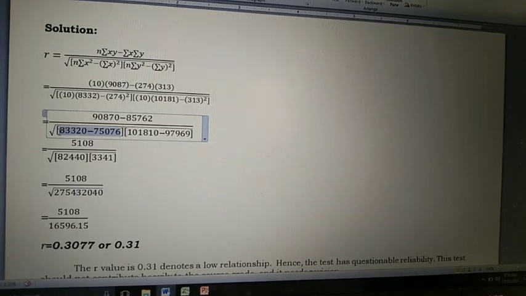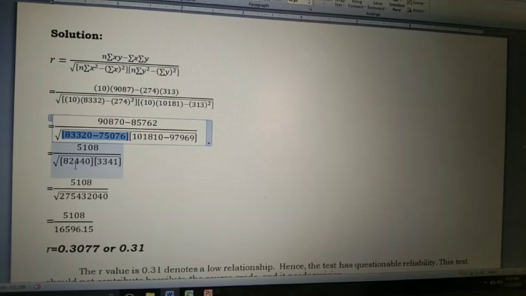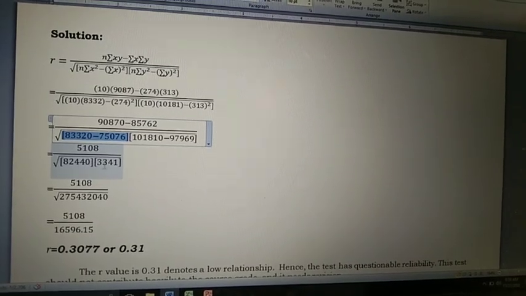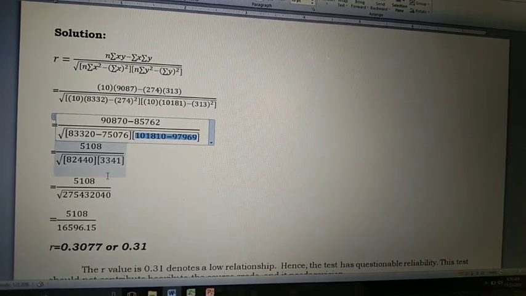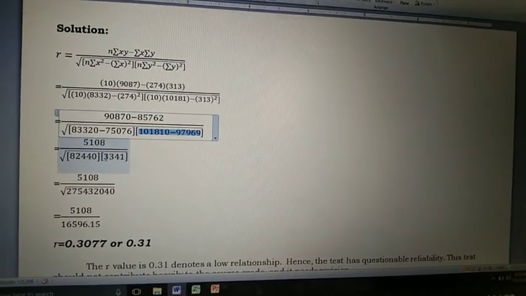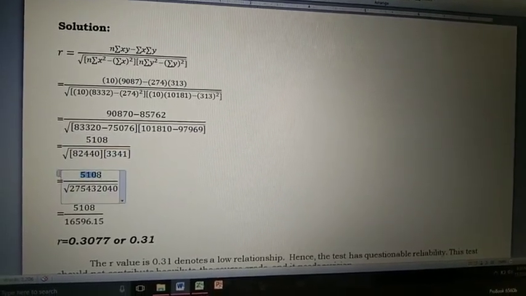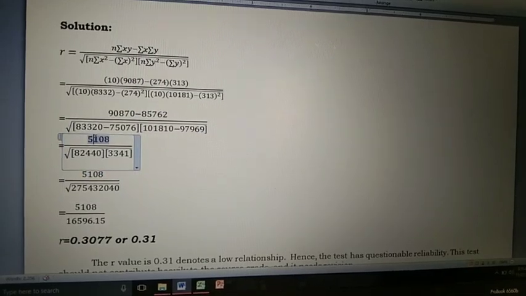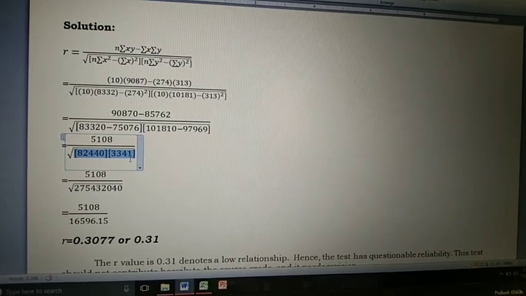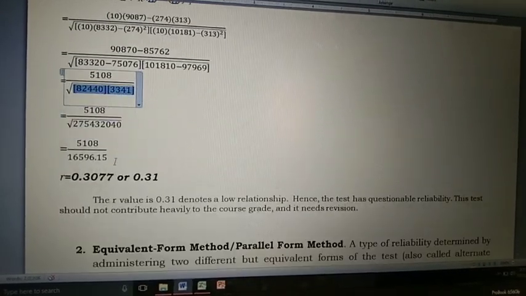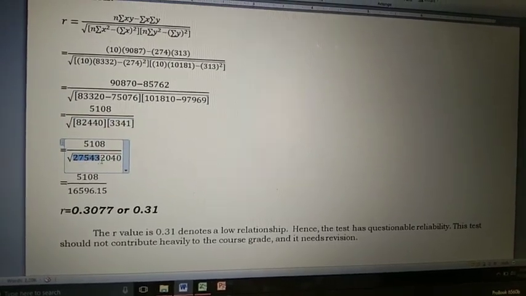Determine natin yung difference nito. So we have the 82440, times, determine natin yung difference nito. Then we have the difference 3341. So after that, we have here the numerator. So the same lang dito, 'di ba? Then i-multiply natin ito para makuha natin yung product or the result of the multiplication. Then ito yung result niya.